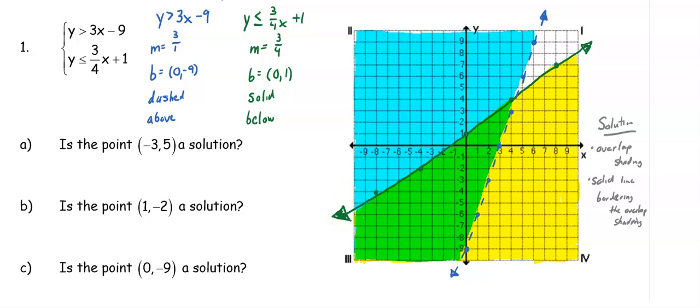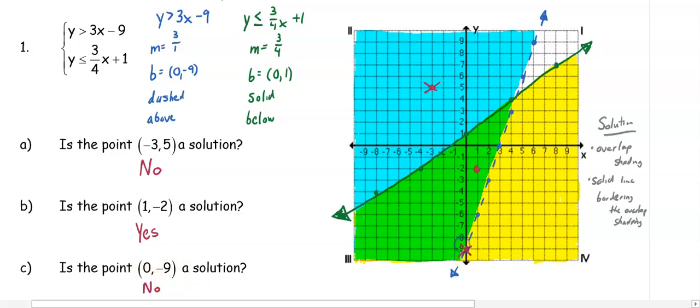The first point that we are going to look at is negative 3, 5. Negative 3, 5 is up here. It's only in the blue shading, so this is not a solution to our system of linear inequalities. Our next point is 1, negative 2. Now 1, negative 2 is where the colors overlap, so this would be a solution. And our last one is 0, negative 9, which is on a dotted line, and dotted lines do not have solutions. It's only if it was on a solid line.